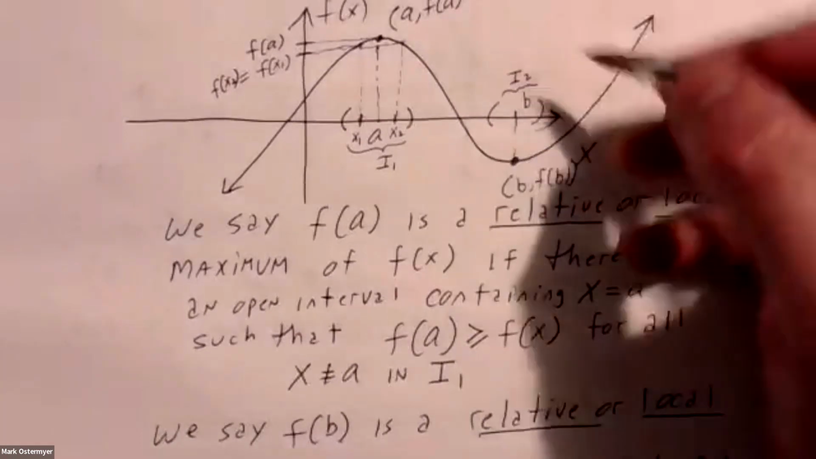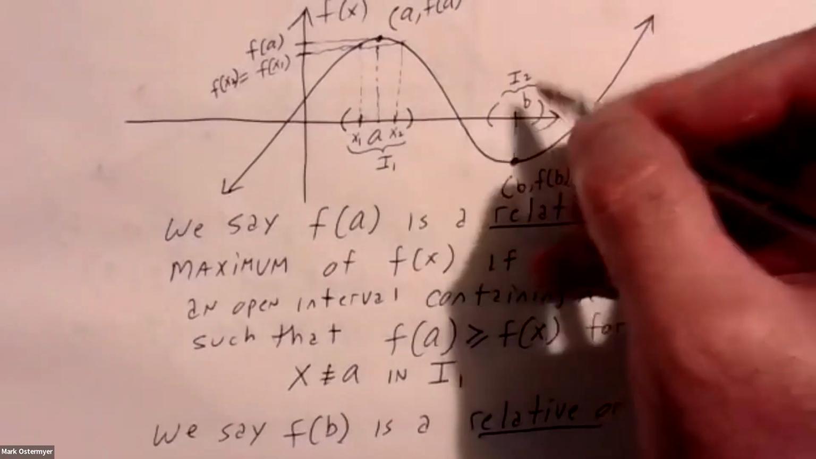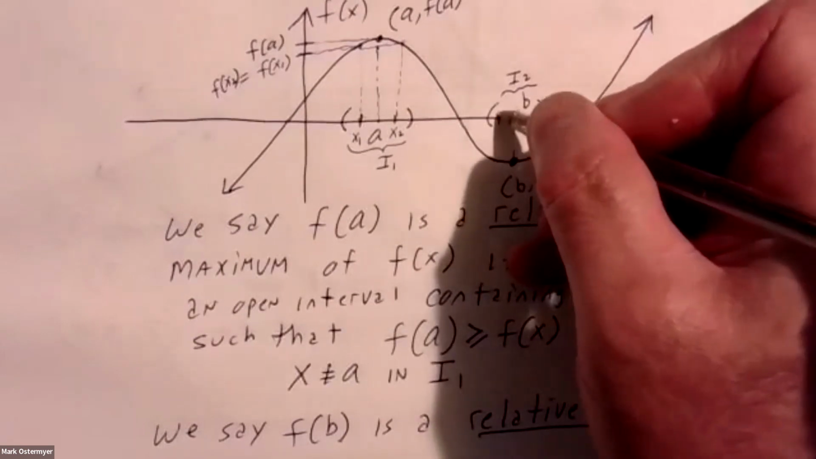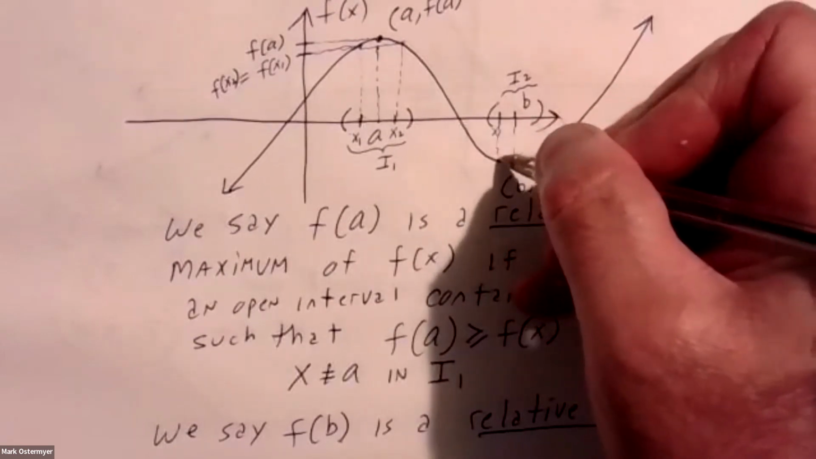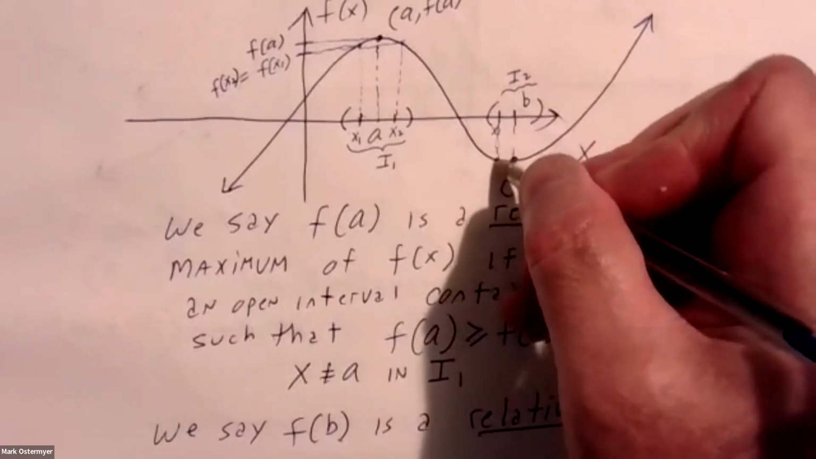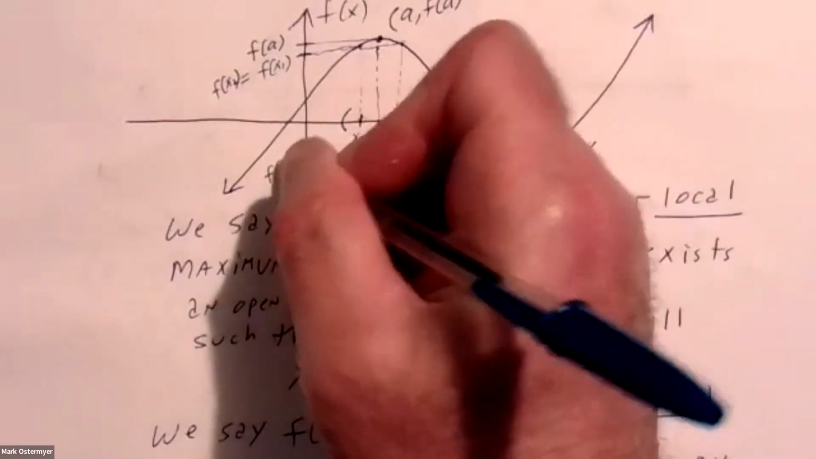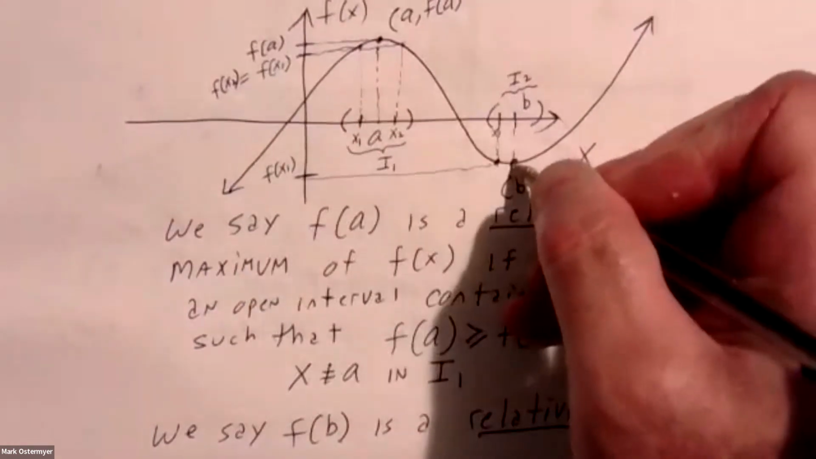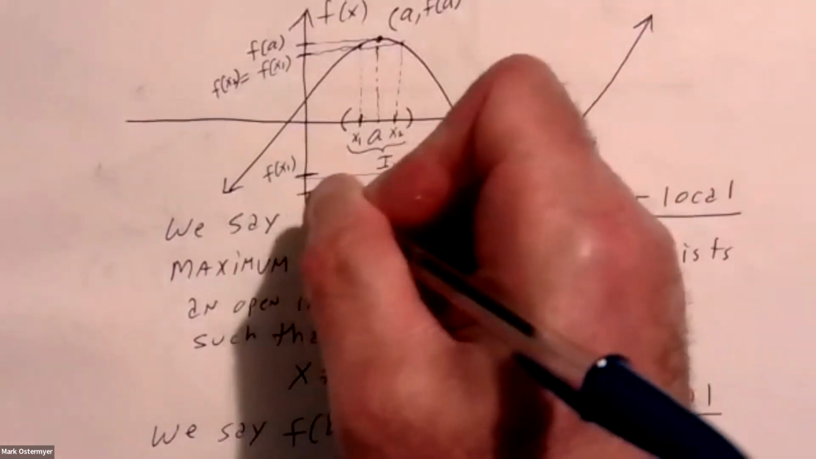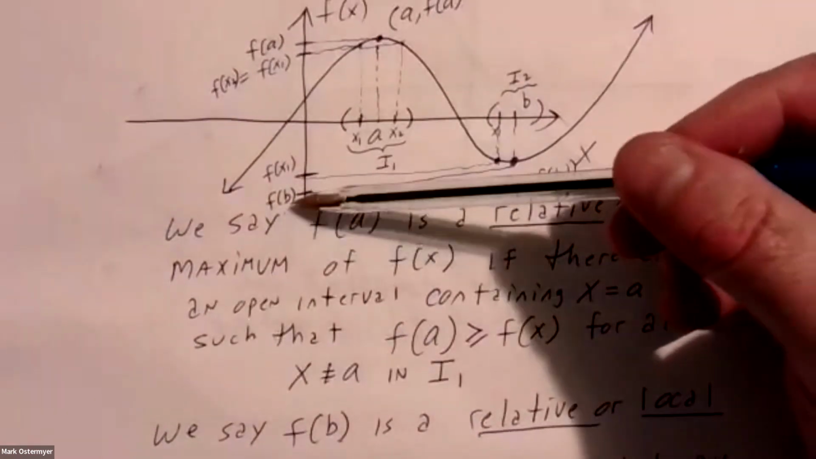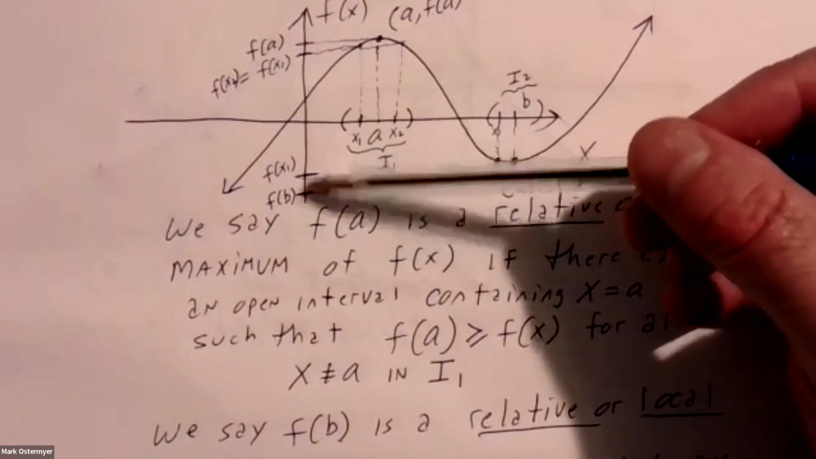That's to say that if I choose some value in the subinterval I sub 2, a little bit to the left of x equals b, like maybe x sub 1, project it down, I hit a point on the graph, and then project this back to the y-axis, this will be f of x sub 1. f of b projected back to the y-axis is going to be down here. You can see that f of b is less than f of x sub 1.